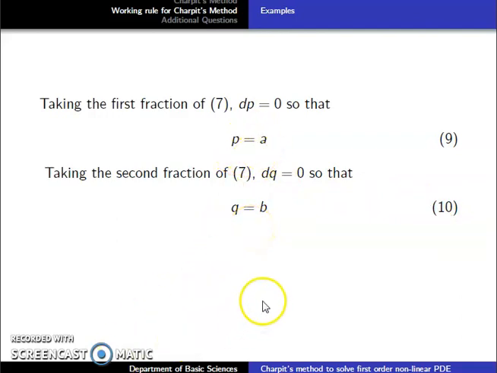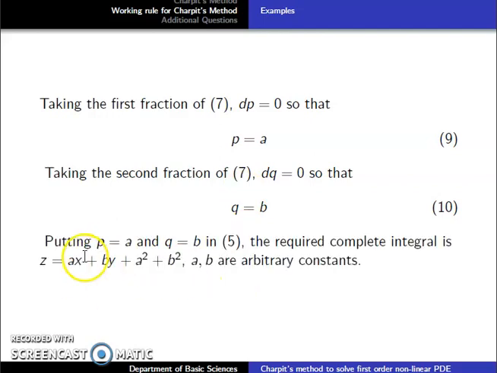Now using the remark, as I told you, we have one remark. If by choosing two proper fractions, we get p is equal to a and q is equal to b, then the complete integral is obtained by just substituting the values p is equal to a and q is equal to b in the given equation. So putting p equal to a and q is equal to b in the given equation, in equation 5, the required complete integral is given by z is equal to ax plus by plus a square plus b square, where a, b are arbitrary constants.